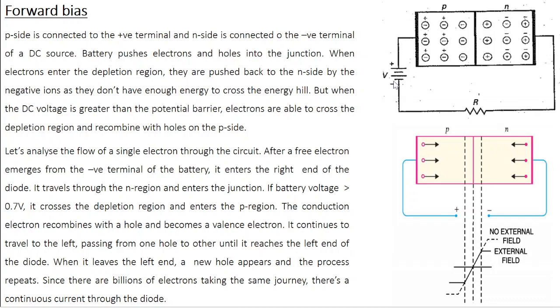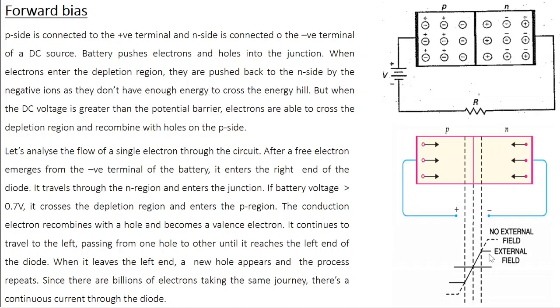Whenever you apply an external biasing voltage greater than the potential barrier, the free charges are able to cross the depletion region and the diode suddenly becomes conductive.